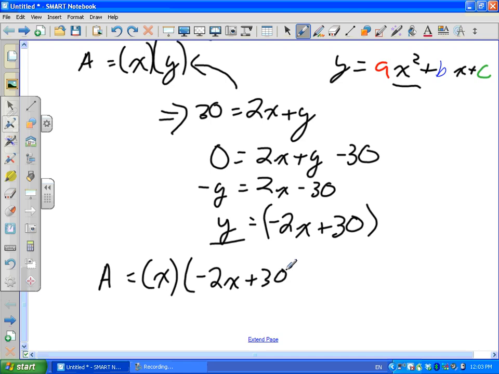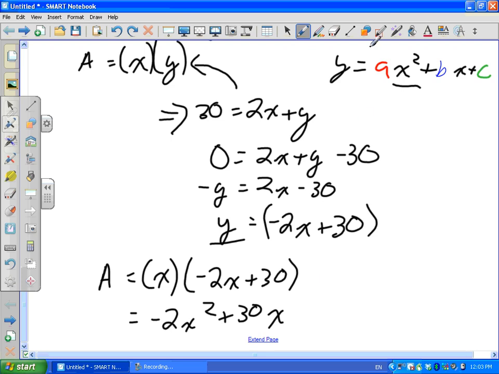Okay? I'm going to distribute the x. So I'm left with negative 2x squared plus 30x. Now, if you notice, I don't really have a value for c, but that's okay. Technically, this is still a quadratic equation. C is just 0 in this one.